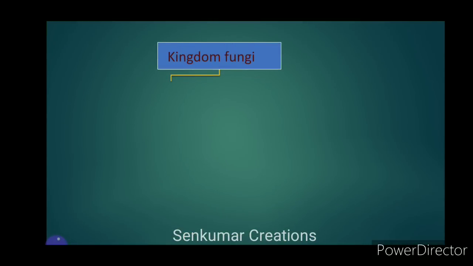So next we have to see about the kingdom fungi, which can be classified into two major groups. The first one is aseptate and the second one is septate. Septum means separation. So aseptate means absence of a septum, absence of separating, and the presence of a septum, or separating, is septate, we can say.